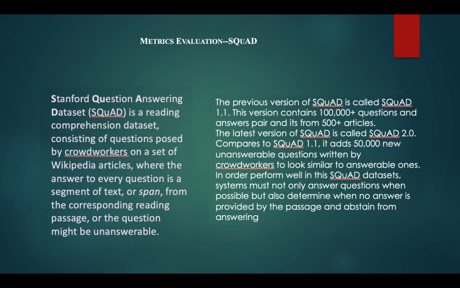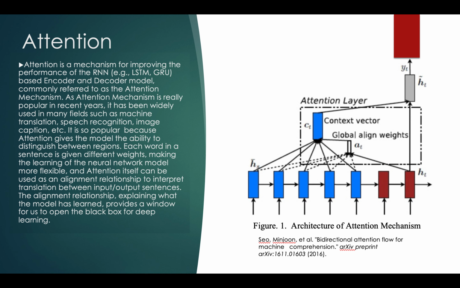This version contains more than 100,000 questions and answer pairs, and is from more than 500 articles. The latest version of SQuAD is called SQuAD 2.0. Compared to SQuAD 1.1, it adds 15,000 new unanswerable questions written by crowd workers to look similar to answerable ones. So in my project, I use SQuAD 1.1.